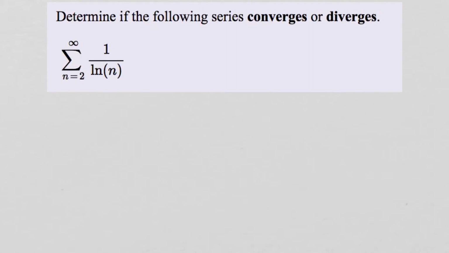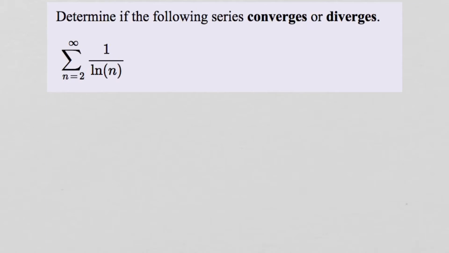Let's take a look at the following series and determine whether it converges or diverges. The series is n equals 2 to infinity of 1 over the natural log of n. So when I see the natural log function in a series, I often think either integral test or direct comparison test. Now the integral test really doesn't apply that well. It would be difficult to do the integral of this a sub n. So instead, let's use the direct comparison test.